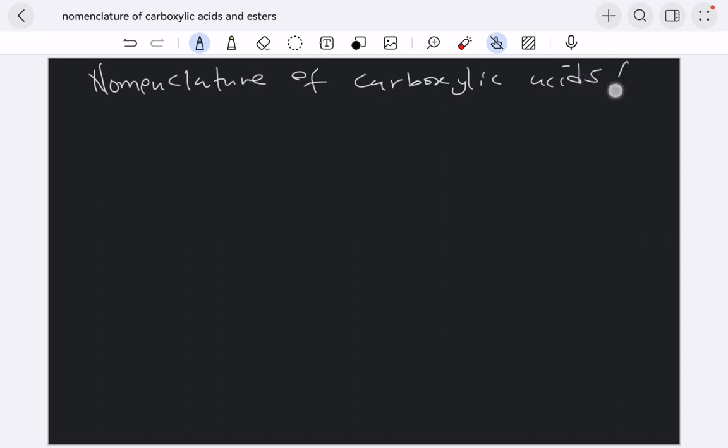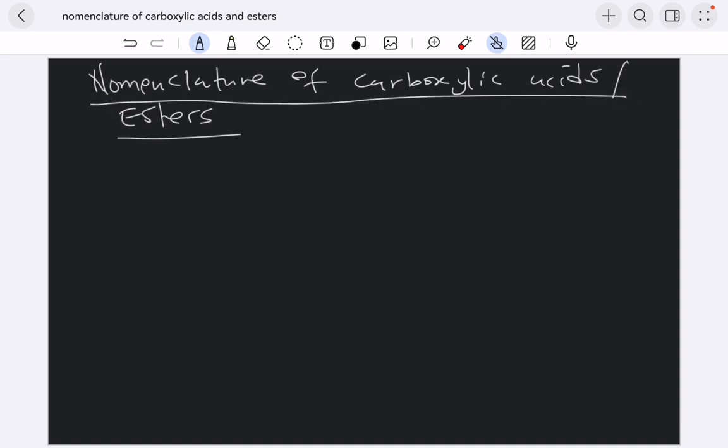In today's video, we are going to look at the nomenclature of carboxylic acids and esters. We'll quickly go into carboxylic acids.